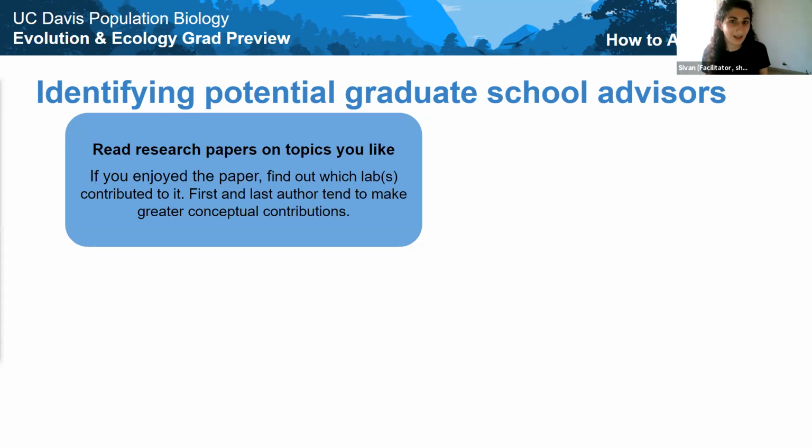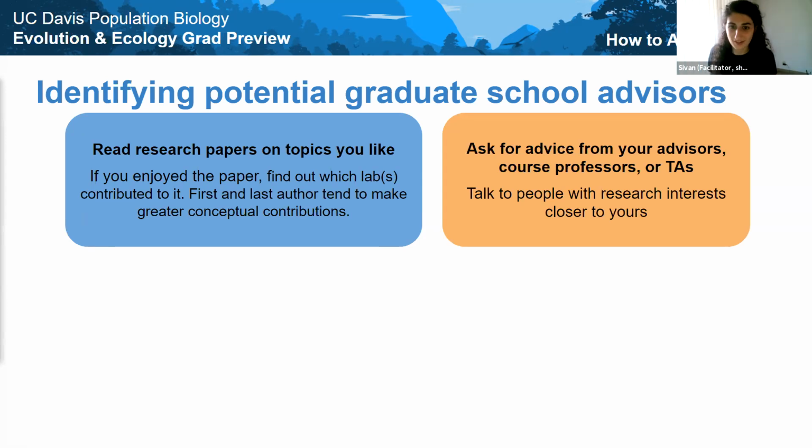And also there are review papers on broad topics. So if there's a broad topic you like, that could be a good place to find useful citations. Look through their citations to find papers that could be interesting to you. And then another good approach is to ask for advice from your advisors, whether they're research or academic advisors, your course professors, and your TAs. Like Danielle said earlier, these people are always really excited to help you out. And a tip to keep in mind is that people with research interests closer to yours can give you more specific advice about professors or programs that you might want to seek out.